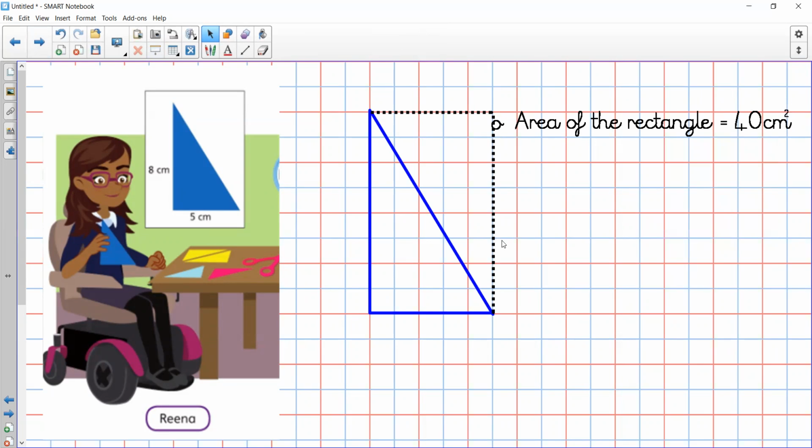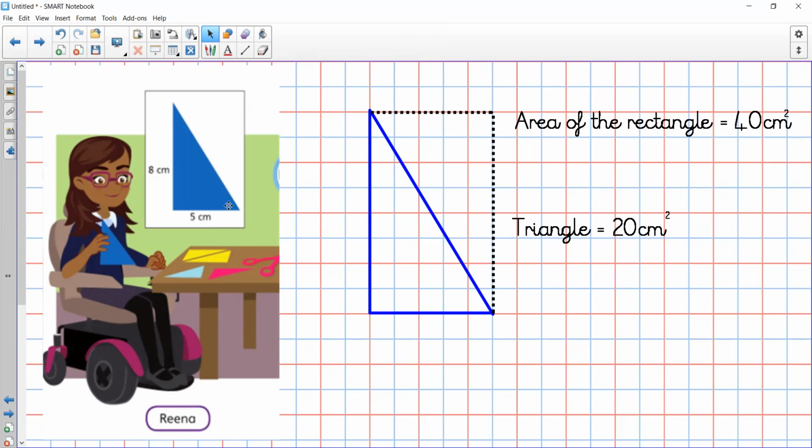How do I work out the area of the triangle then? Well, I've worked out the area of the rectangle, so now I just need to halve it. So what's half of 40 centimeters? 4 divided by 2 is 2, so 40 divided by 2 must be 20, about 10 times bigger. 20 centimeters squared, small 2 on top. So that's all we've done to work it out.